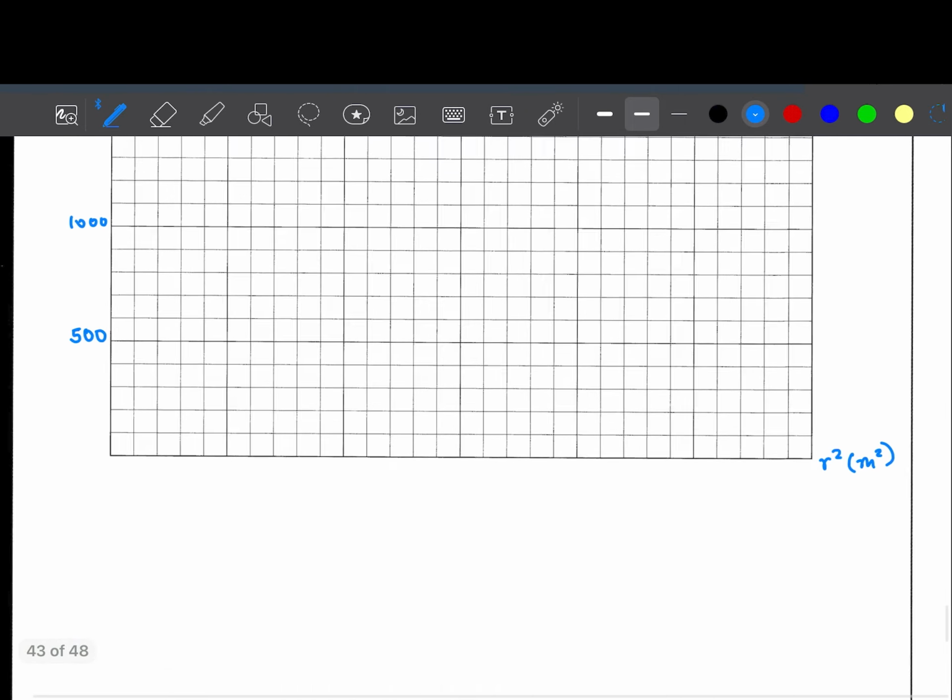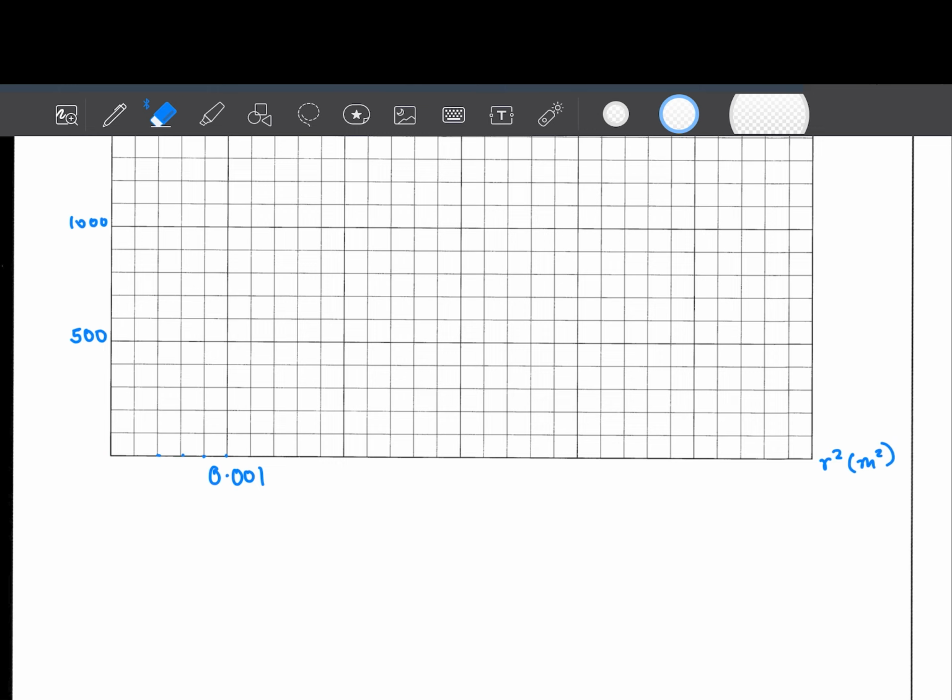Yeah, that's it. And my scaling for the radius: 1, 2, 3, 4, 5. Actually, what would be a smart idea is to put this as 0.001, so that this will become the gap of the uncertainty, right? So we don't have to worry about that. We can just take that as one box. And then there would be 0.002, 0.003, 0.004, and 0.005.